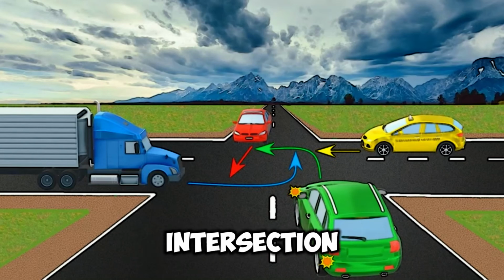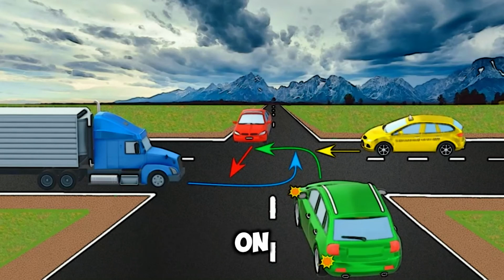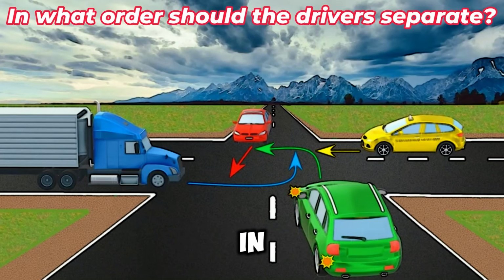At an intersection, all drivers have an obstacle on the right. How to separate, in what order should the drivers separate?